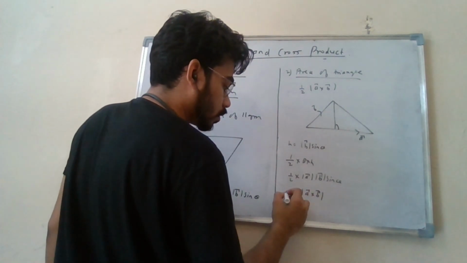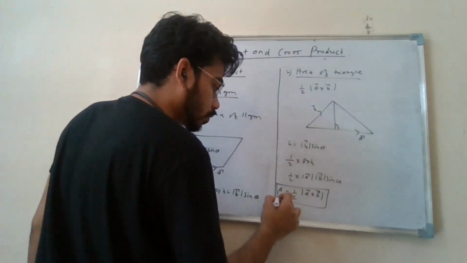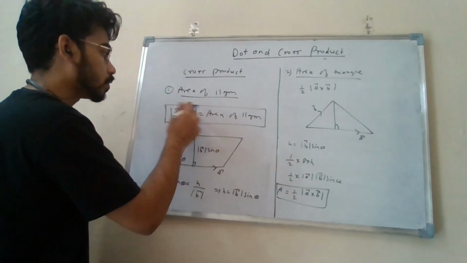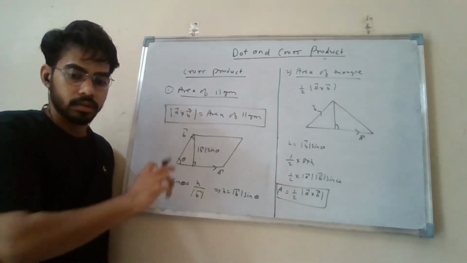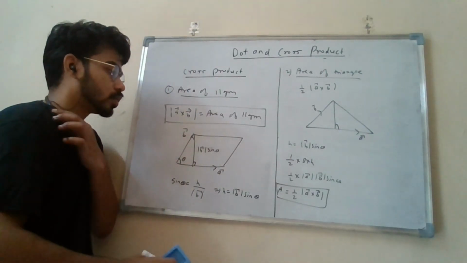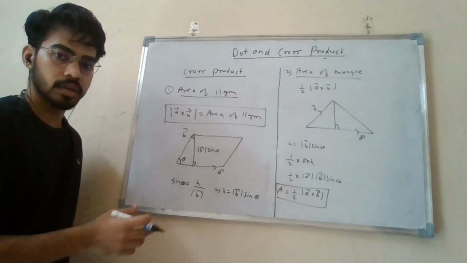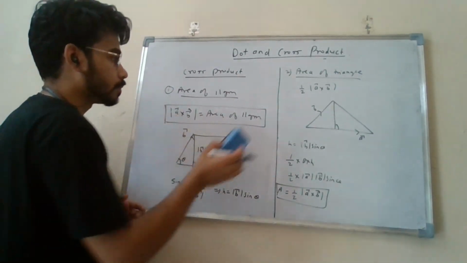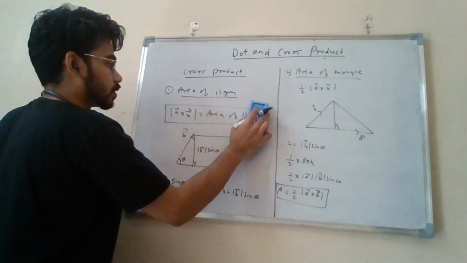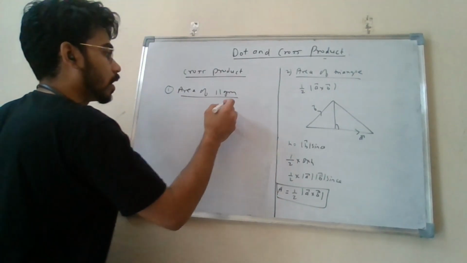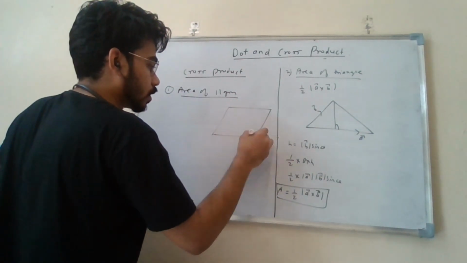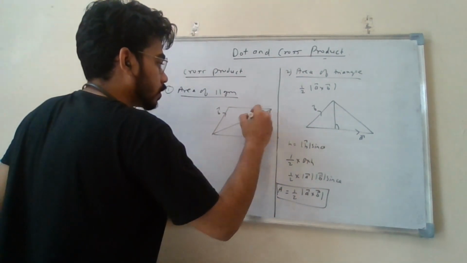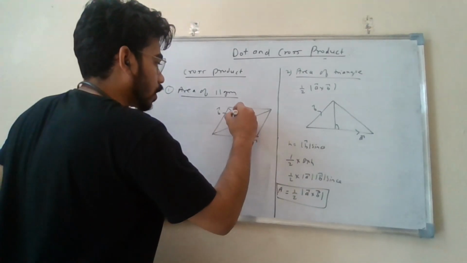So in this way, the area of a triangle is equal to half of A cross B, and the area of a parallelogram is the magnitude of the cross product A cross B. These are two applications. Sometimes in the question they give us the diagonals of the parallelogram. So how can we calculate it? My third application is the area of a parallelogram when just the diagonals are given. My A vector is there, my B vector is there, and they give us the diagonals of the parallelogram.